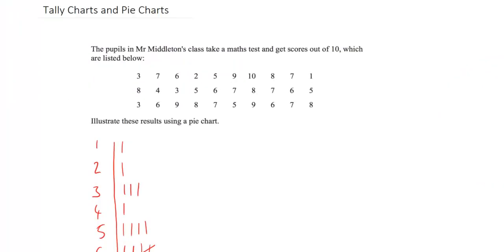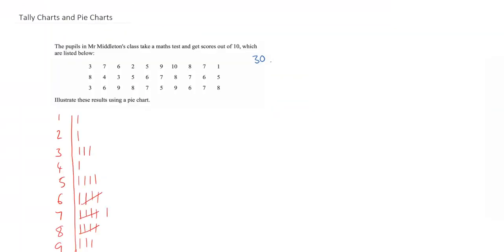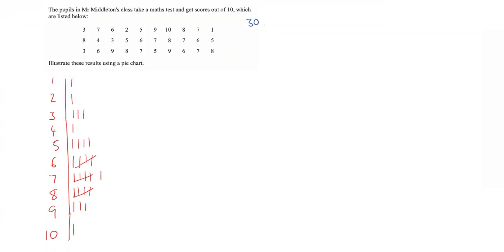So let's get started. In this question, we've got a class taking a math test and getting a score out of 10, and they're listed below. We can quickly see that there are 30 different people here. So the first thing I've already done to save a bit of time is my tally chart. I've gone through and worked out how many of each score there is.